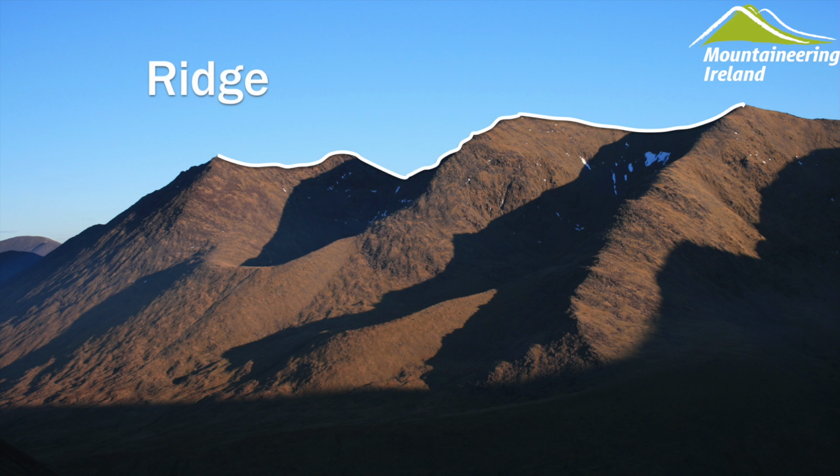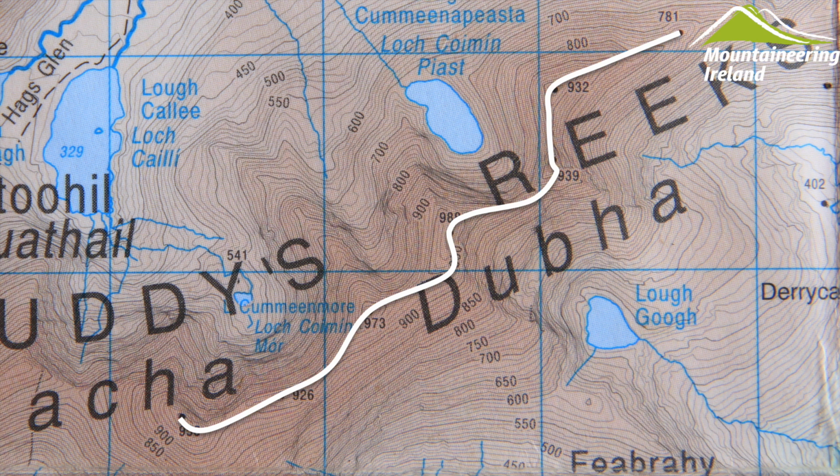A ridge is a line feature joining the dots between summits. The ridge marks out the backbone of the mountain range.